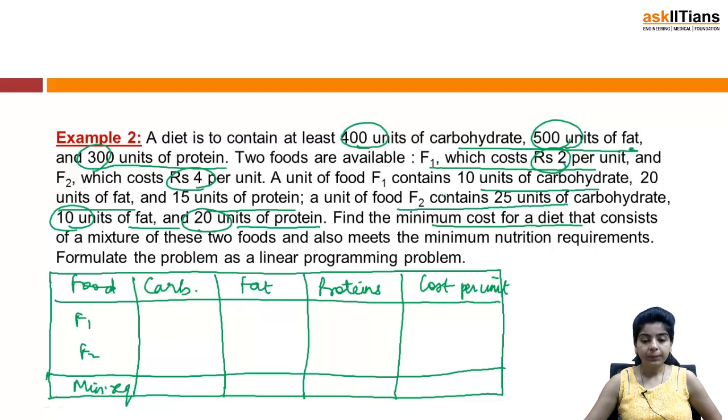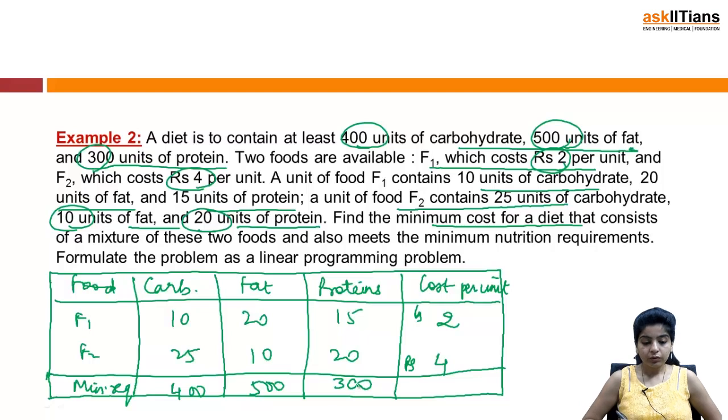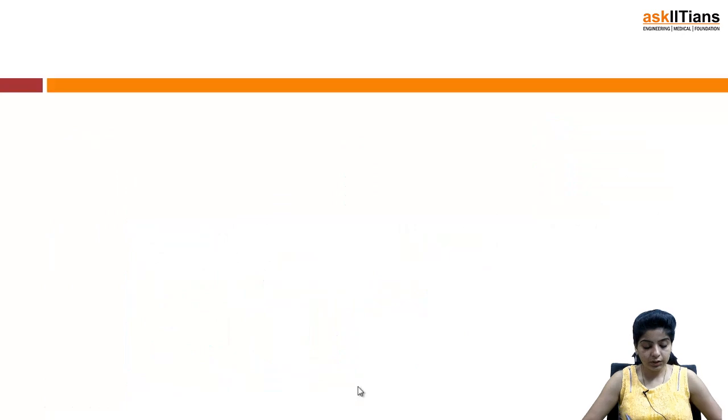Now for F1, the cost is given to be 2 and 4, right? Rupees 2 and rupees 4. Then in the case of F1, we have 10 units of carbohydrate, 20 of fat and 15 of protein, and for F2 it's 25 and then 10 and 20, right? Plus the minimum requirements are given to be 400, 500 and 300. So this formation of the table was most important. Now we can just form the constraints.